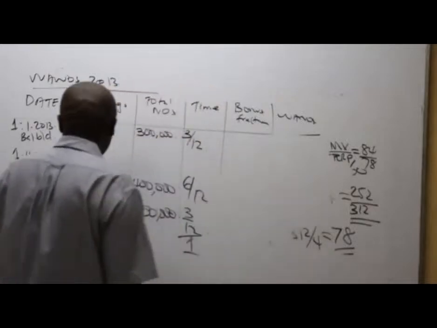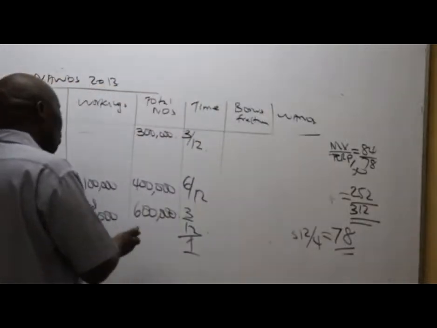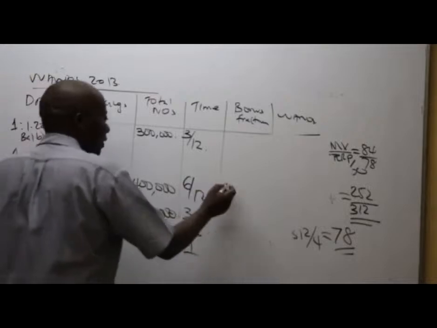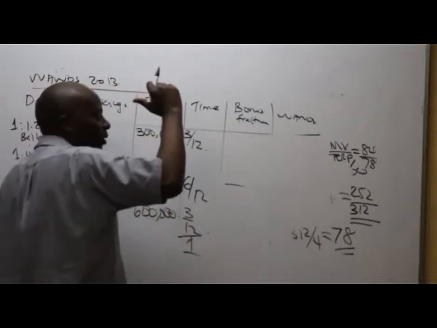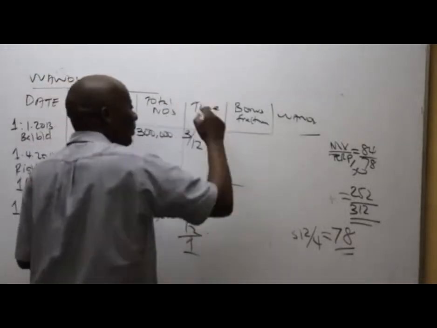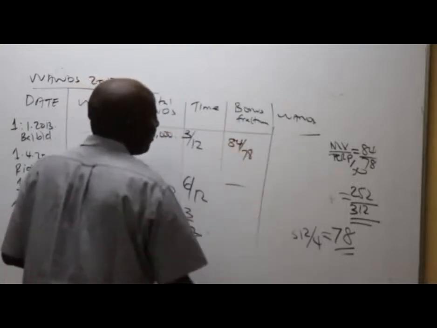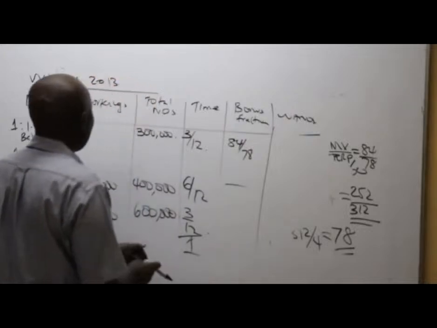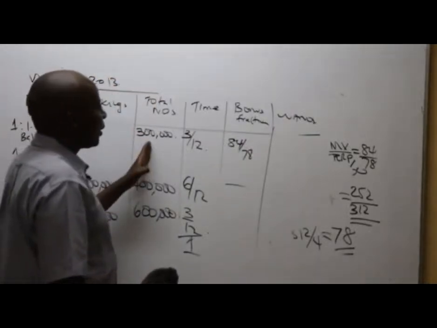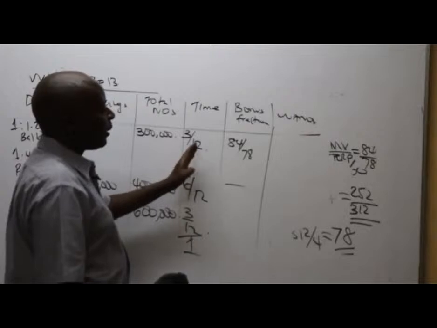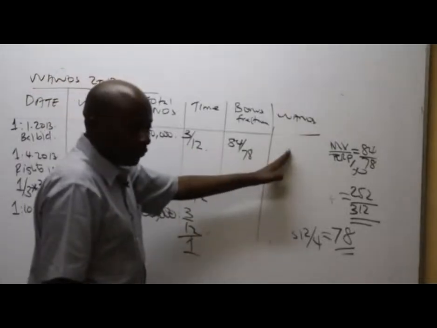Kumbuka uwezo ukaanzia mahali pa right, not rights issue. Your bonus fraction cannot start from there. It normally starts from the immediate predecessor and then goes up and up and up. So then this one here will be 84 over what here, somebody? 78. And then I'll be able now to get the one-offs very easily by taking the total number times the time fraction times the bonus fraction, which will give me this in form of a whole number.